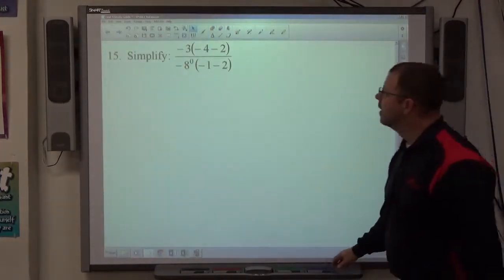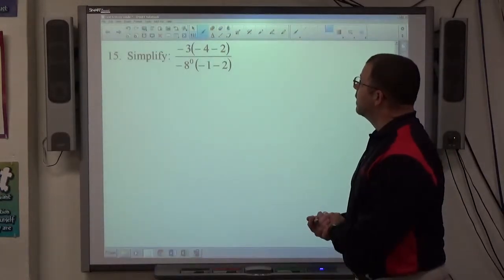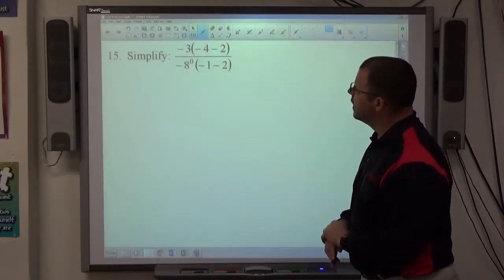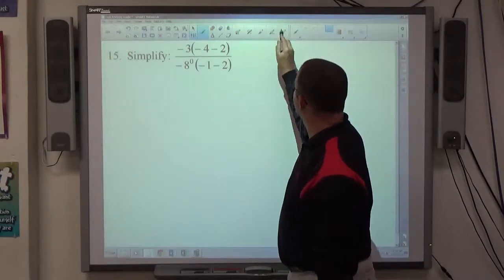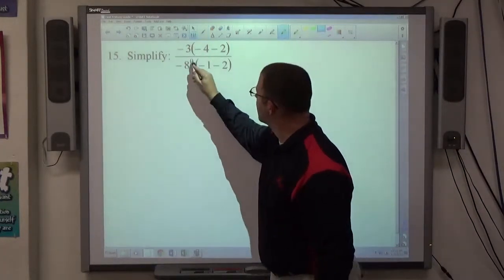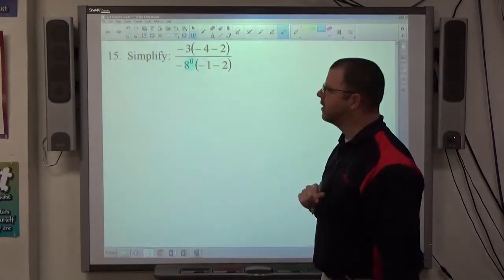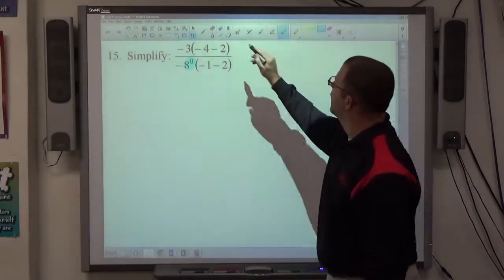And finally, negative 3 times negative 4 minus 2 over negative 8 to the 0 times negative 1 minus 2. Once again, we're dealing with a power structure here. What's being raised to the power is 8, not the minus sign. So be careful of that.